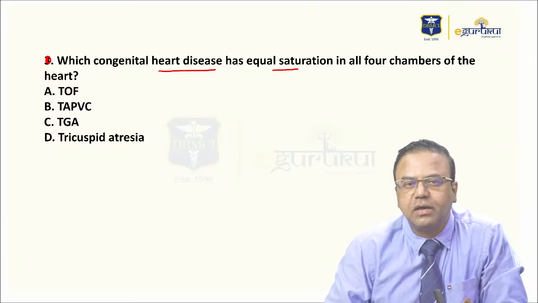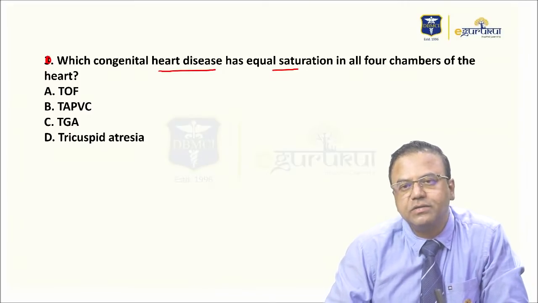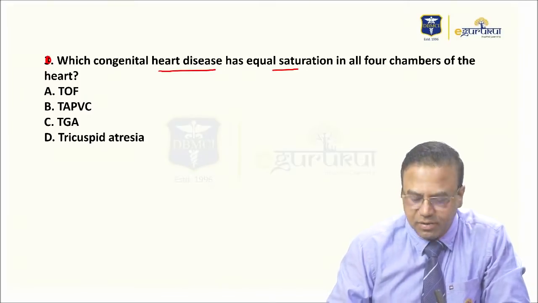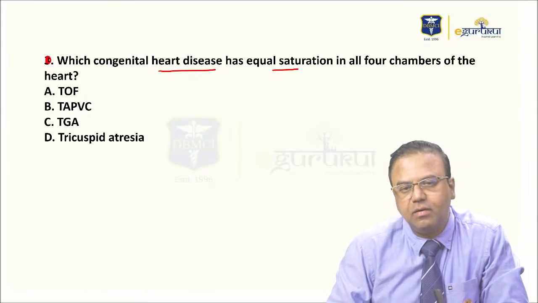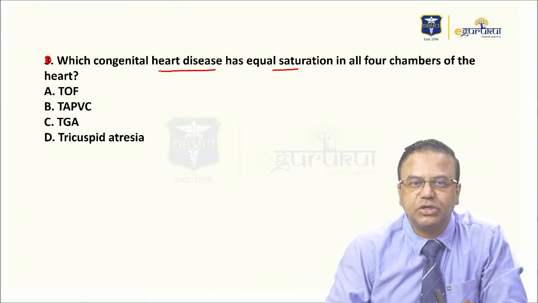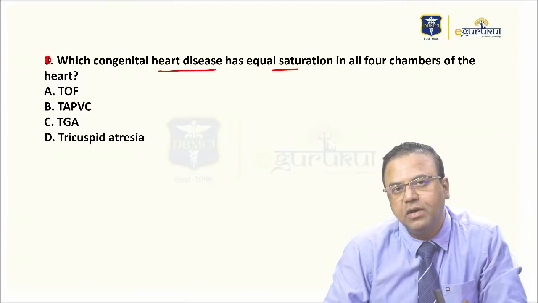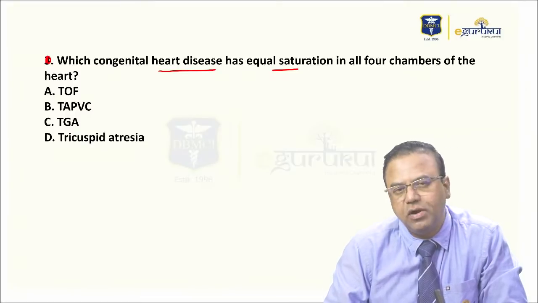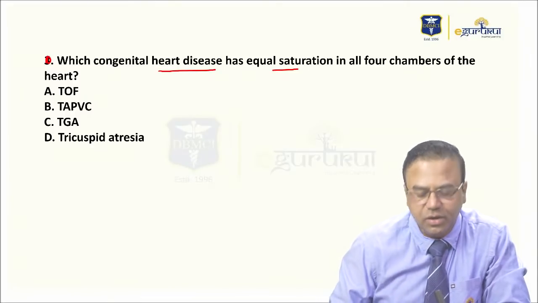I think this, again, we've covered in the congenital heart disease section. It's a very simple idea to understand that when you're looking at all chambers having equal saturation, the mixing should occur in the right atrium itself. Whatever blood is collected in the right atrium, that mixed blood should be going from the right atrium to the other chambers. And if mixing happened before the blood comes to the right atrium, then naturally it's that same blood that goes in all the four chambers.